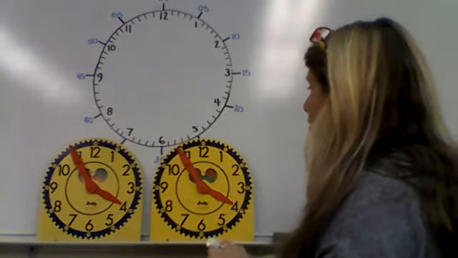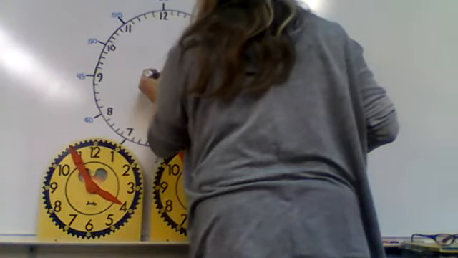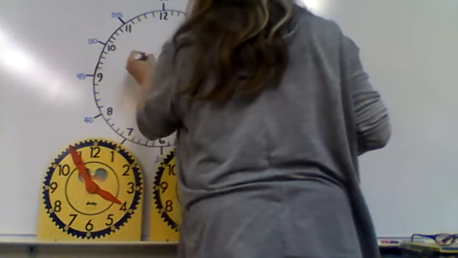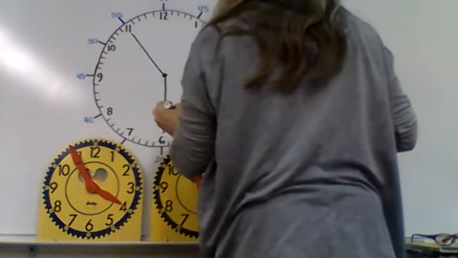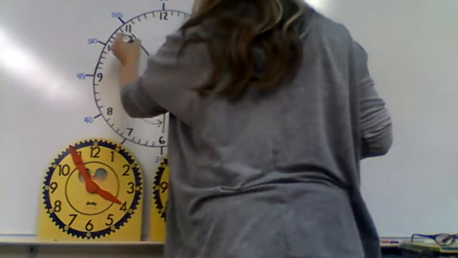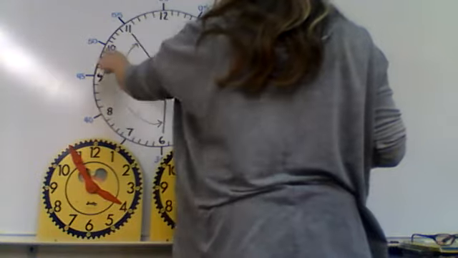We can look at it also as the minute hand was pointing at the 6, and now it's pointing at the 11. And if we want to figure out the time between here and there, we say 5, 10, 15, 20, 25.